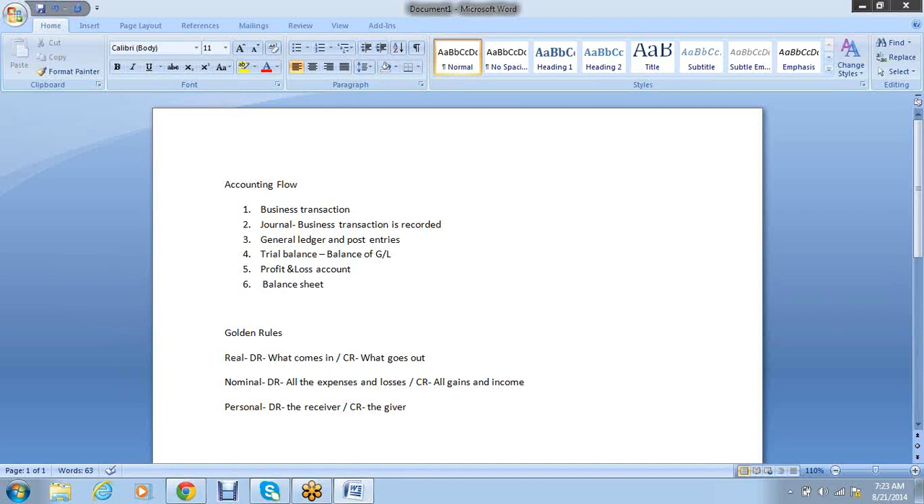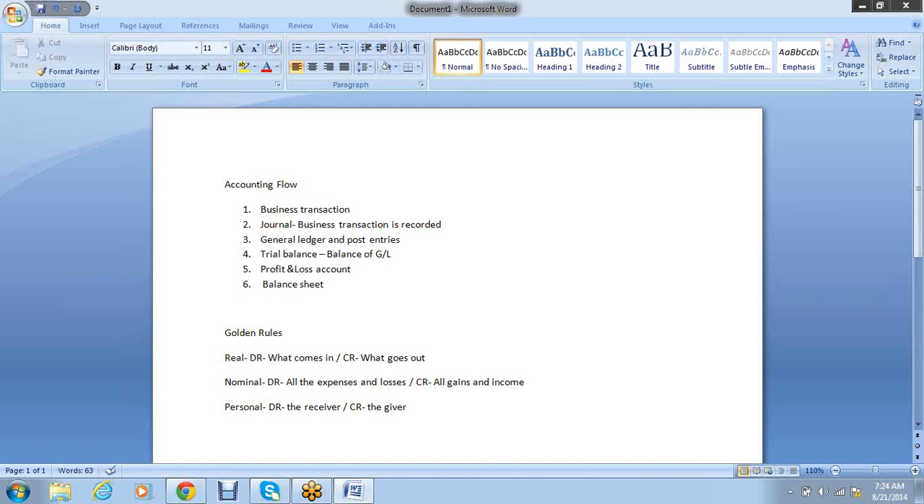With the golden rules for the personal account, we debit the receiver because he is receiving some goods, and he is going to pay some amount to the creditor. That's why he is a debtor.